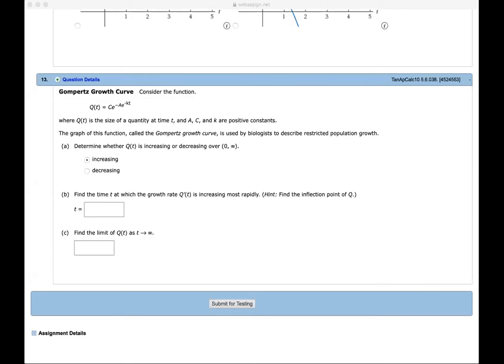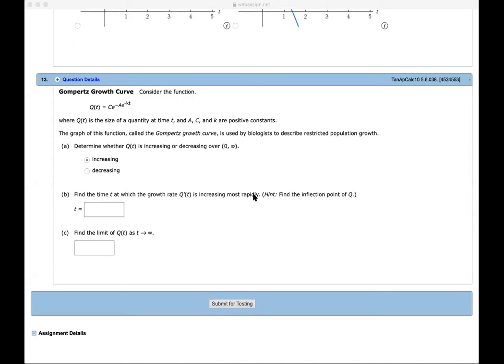Hi folks, we're going to continue with problem 13 on WebAssign 5.6 on the Gompertz growth curve. Part A, we found the derivative to determine that the function is always increasing. Part B, they've asked us to find the time at which the growth rate q prime of t is increasing most rapidly. Now, one way to do this that would probably be the harder way would be to look at the first derivative and try to find the absolute maximum of that function.